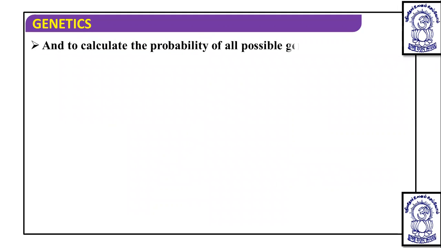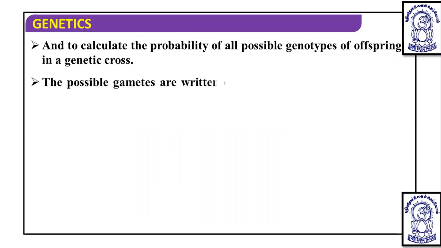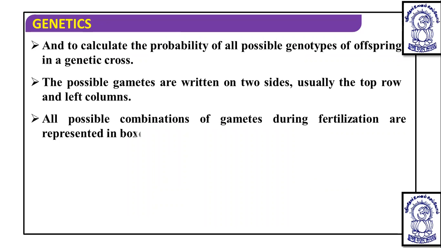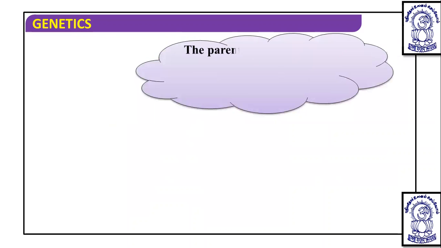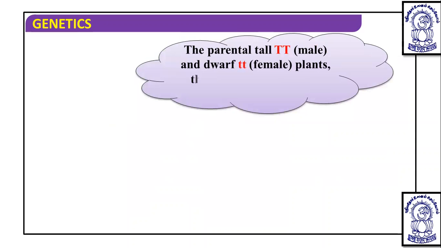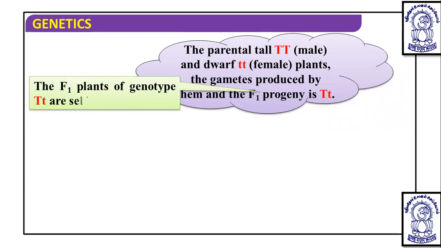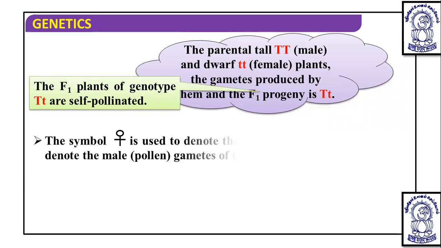To calculate the probability of all possible genotypes of offspring in a genetic cross, the possible gametes are written on two sides, usually the top row and the left column. All possible combinations of the gametes during fertilization are represented in the boxes below. So in the boxes you will see the possible combinations or fusions. For the parental tall and dwarf plants, the gametes are produced by them and the F1 progeny is capital T small t. The F1 plants of genotype capital T small t are self-pollinated.